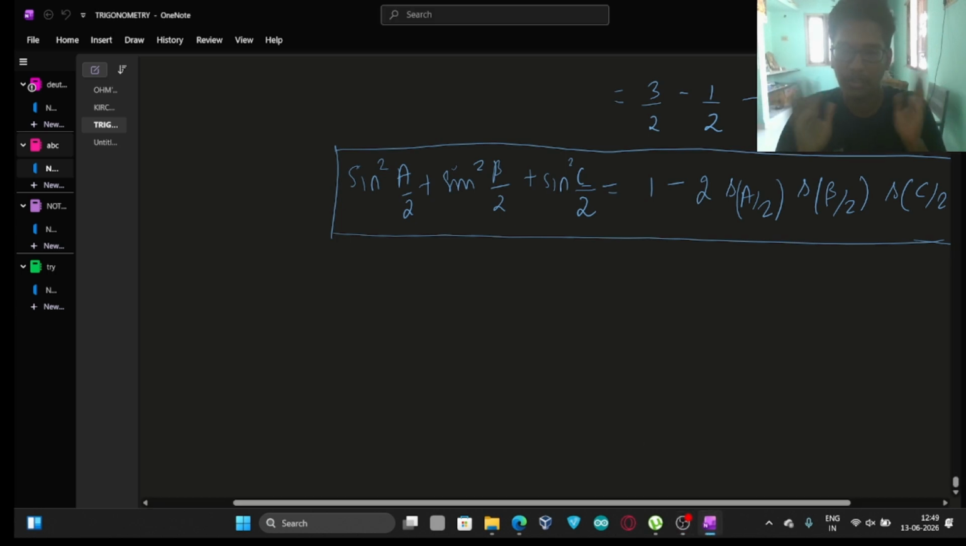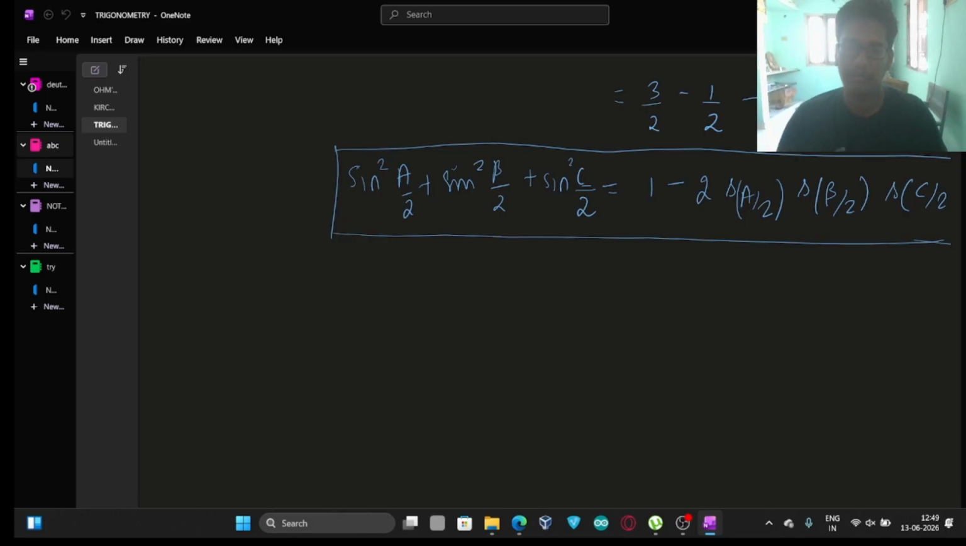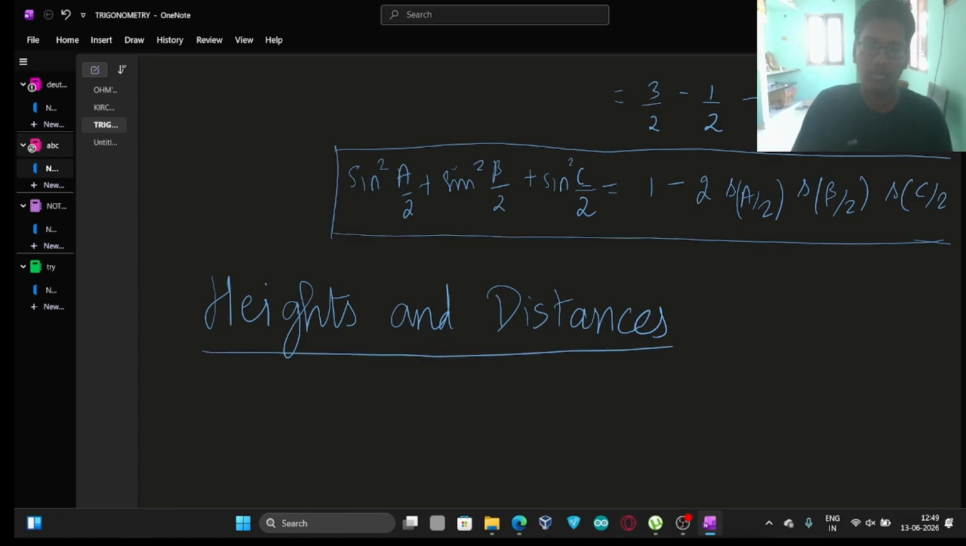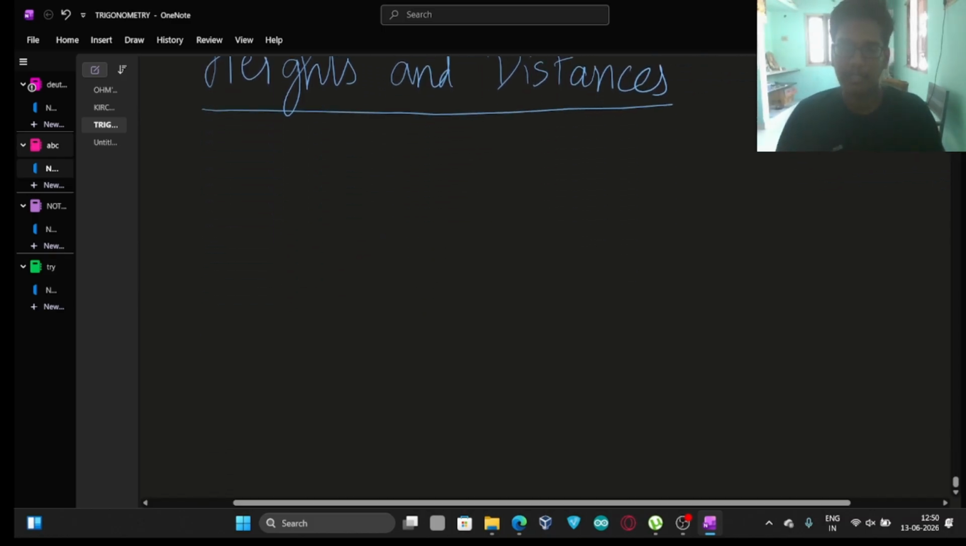If you know just one trigonometric ratio, you are able to find the height of a building without climbing it. So yes, today let's see heights and distances. It's a special application of trigonometry with which you can find heights and distances, comparing all those objects with respect to a right angle triangle and evaluating and finding the unknown quantities based on trigonometric ratios.